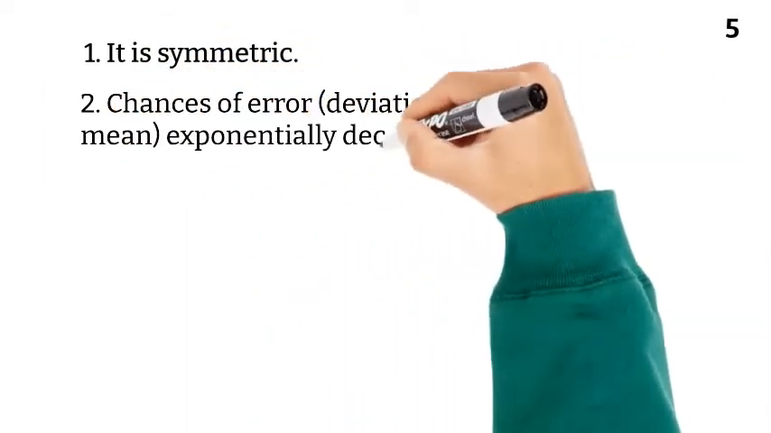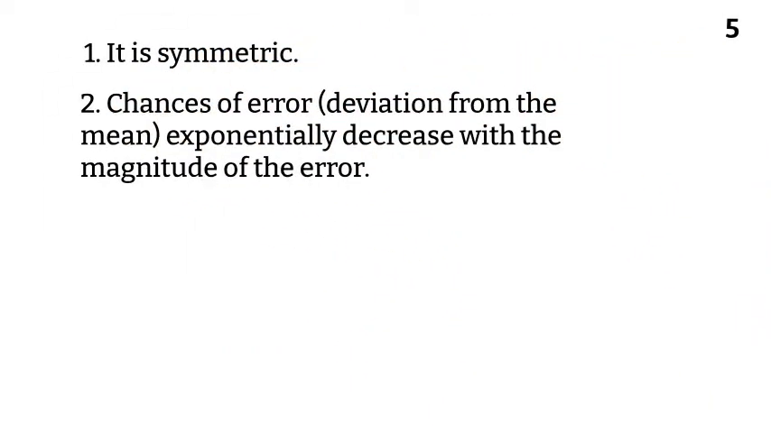Number 1, it is symmetric. Number 2, chances of error, that is, deviation from the mean, exponentially decrease with the magnitude of the error.